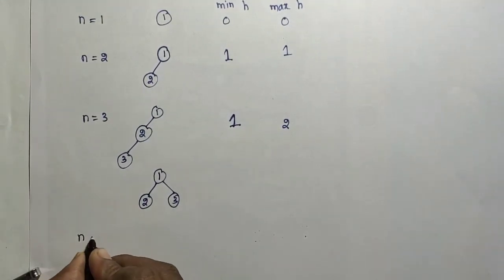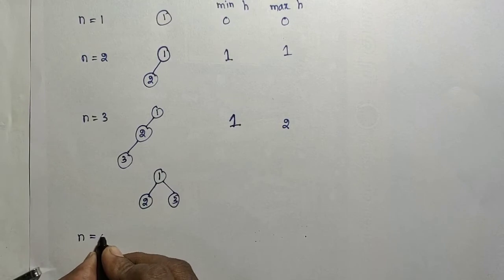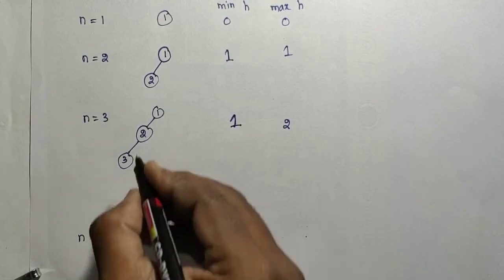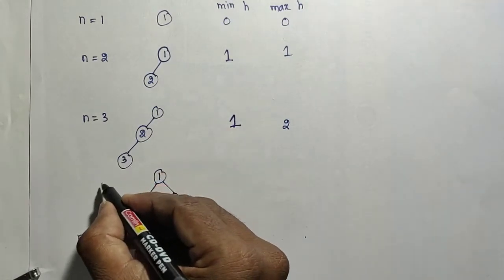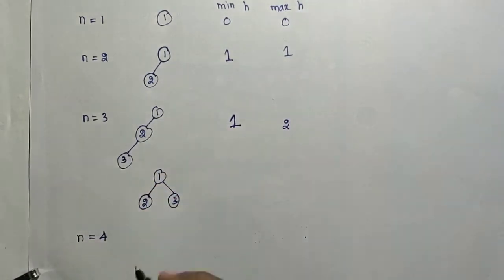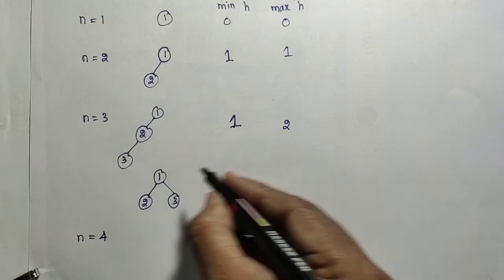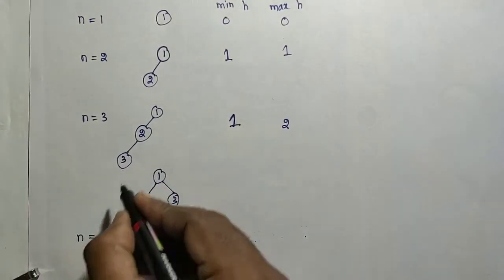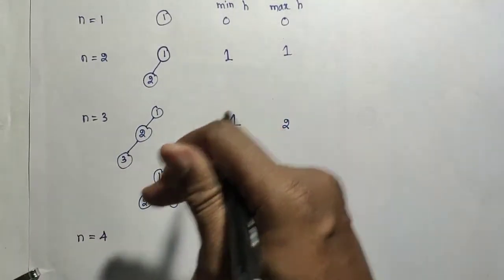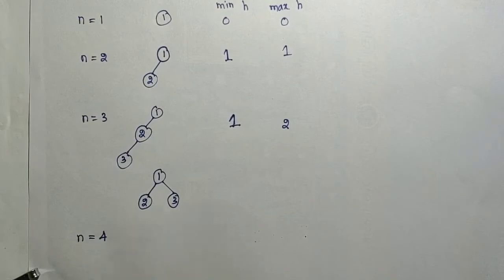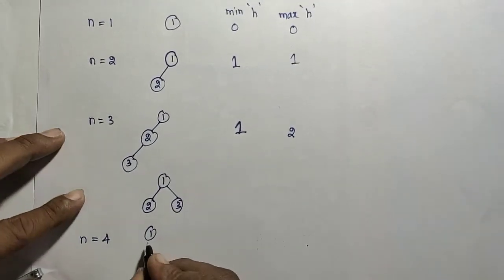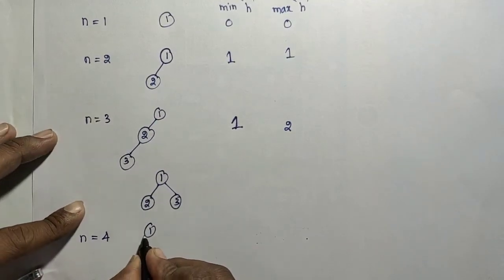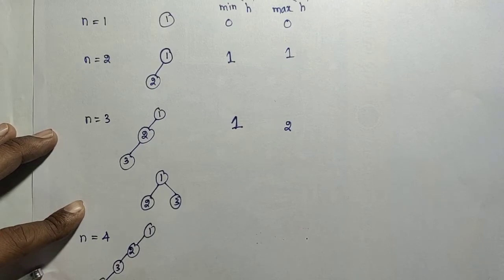Similarly, n equals 4. N equal to 4 means if I want to add a fourth node with this tree, I can add one more node to the left of this. So the maximum height is equal to 3. So 4 nodes will be joined on the left side alone. That is 1 and then 2, 3 and then 4 like this.